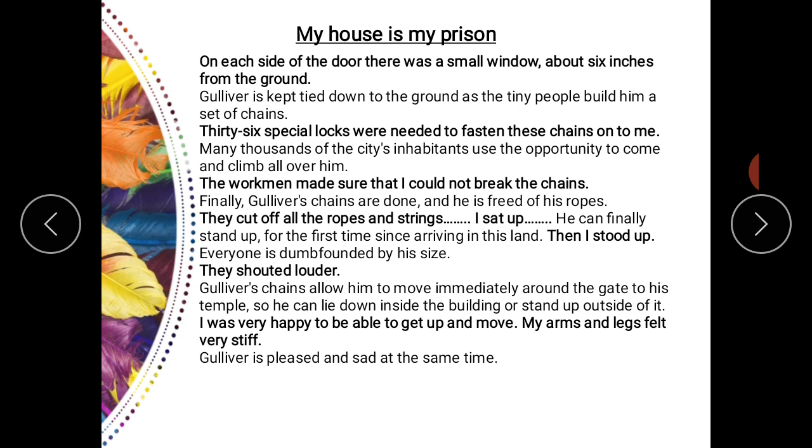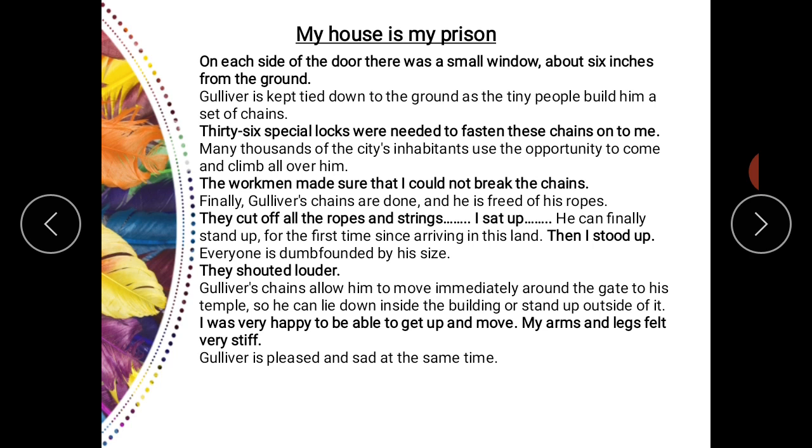Finally, Gulliver's chains are done and he is freed of his ropes. They cut off all the ropes and strings. I sat up. Wow, wonderful. He can finally stand up for the first time ever since arriving in this land. Then I stood up, and everyone is dumbfounded by his size. They shouted louder. Gulliver's chains allow him to move immediately around the gate to his temple, so he can lie down inside the building or stand up outside of it.